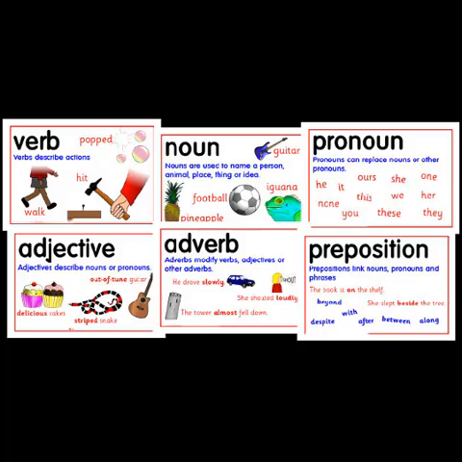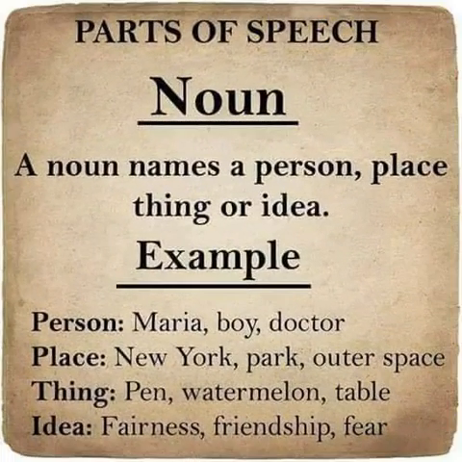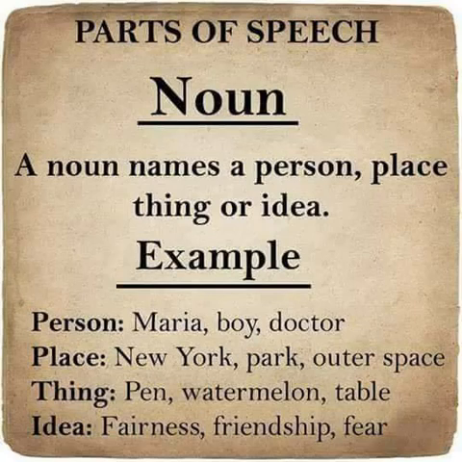Now let's take a look at the eight parts of speech. The first one we have is noun. Nouns make up the largest class of words in most languages, including English. A noun is a word that refers to a thing, a person, an animal, a place, a quality, an idea, or an action. Maria, boy, doctor is a noun. So are New York, park, pen, watermelon, table, etc.